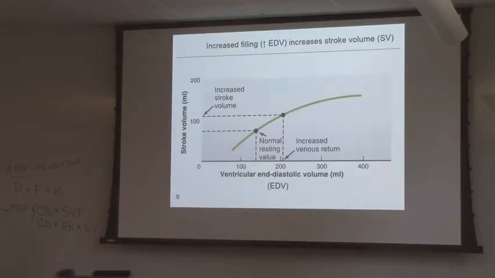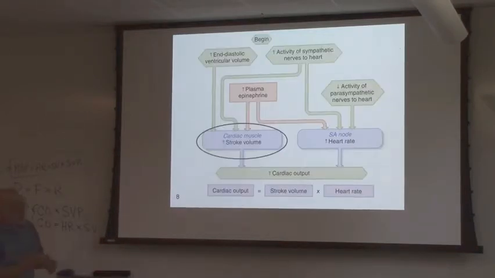I forget what the next slide is. Oh, yeah. So I think I've unpacked this arrow, this arrow, this arrow, and this arrow. These 4 arrows have been explained in this flow chart. Any questions about those? What I'm going to do now is explain this arrow. A change in the end diastolic volume changes the stroke volume.